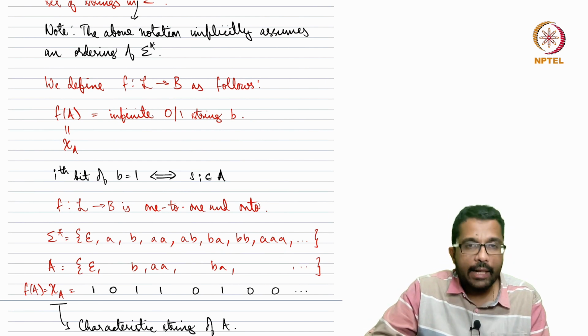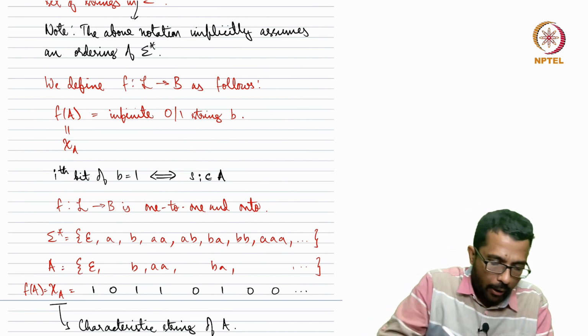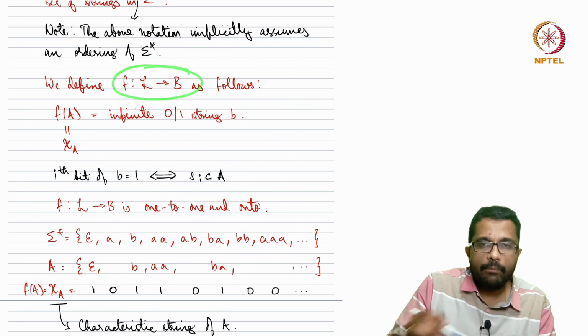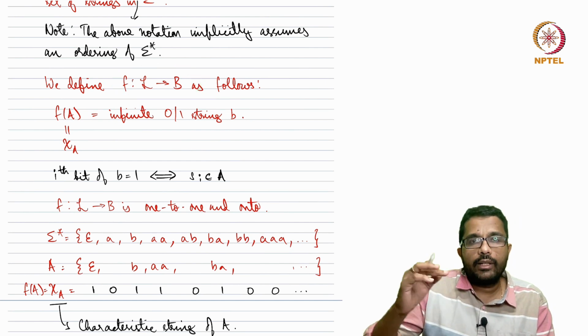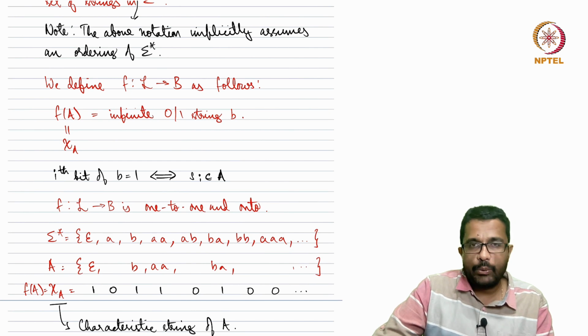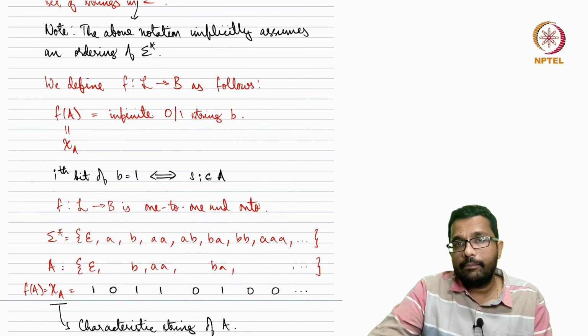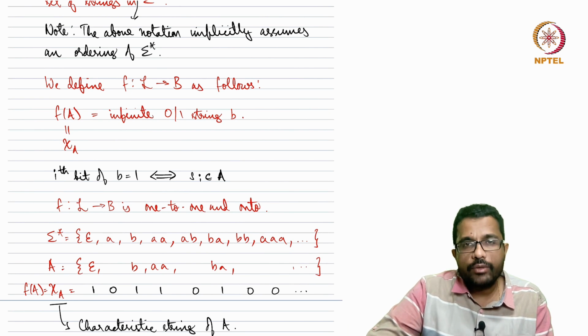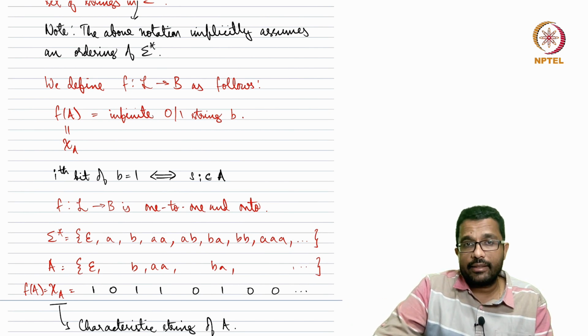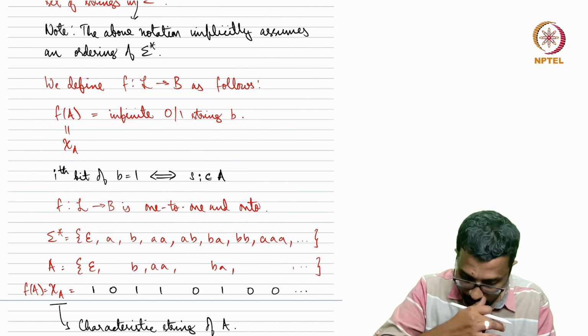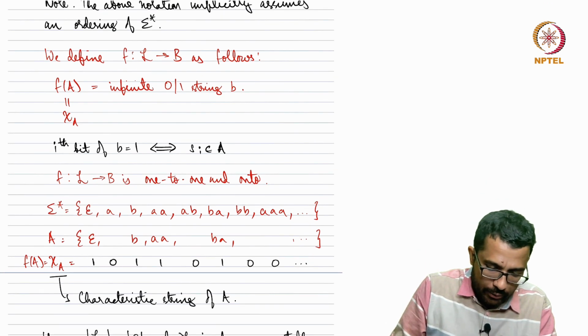So how will I map? The point is that we are going to give a mapping from L to B, where L is a set of languages and B is a set of infinite binary strings. Given any language, we are going to map it to an infinite binary string, right? So let's say we are given this language. Let A be this.